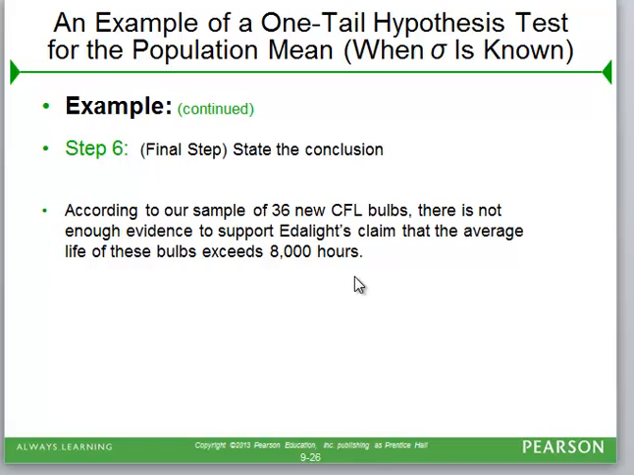According to our sample of the 36 new bulbs, there is not enough evidence to support the claim. What kind of claim? That the average life of those bulbs exceeds 8,000 hours. So even though the sample mean is greater than 8,000 hours, we cannot claim that the whole population mean is exceeding 8,000 hours.